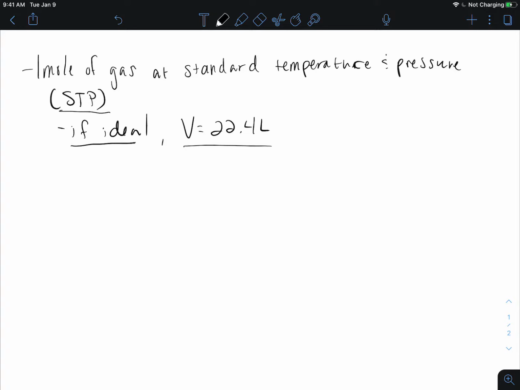Now, this is always true. If you have a standard temperature pressure gas that is ideal, 1 mole will equal 22.4 liters. So you could say that 1 mole is equal to 22.4 liters at STP. So it can be used as a unit conversion, right?